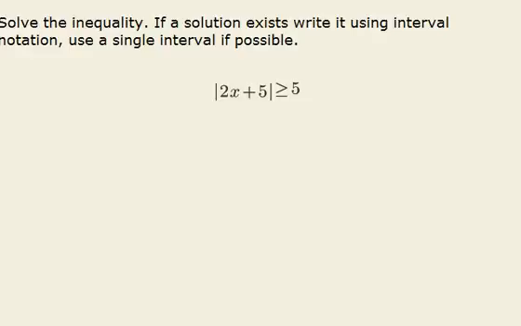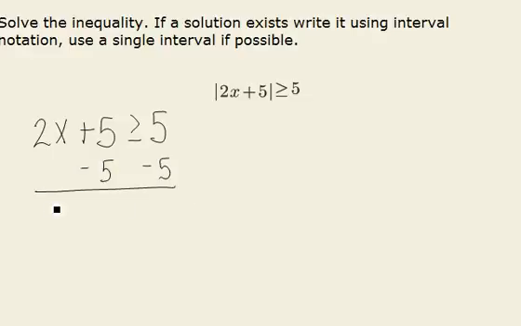Absolute value of 2x plus 5 is greater than or equal to 5. The first thing we're going to do is solve it for the positive one. So we'll write 2x plus 5 is greater than or equal to 5. Now we want to solve for x, so we want to get x by itself. So in order to get rid of the positive 5, we have to subtract 5 from both sides. So that'll leave us with 2x is greater than or equal to 0.